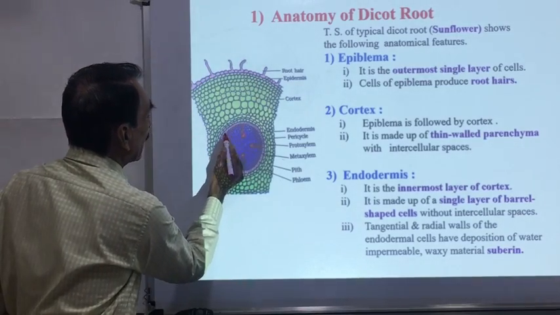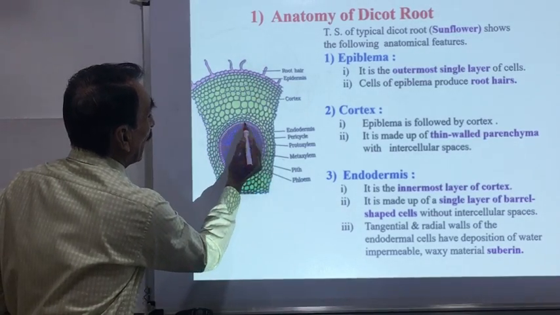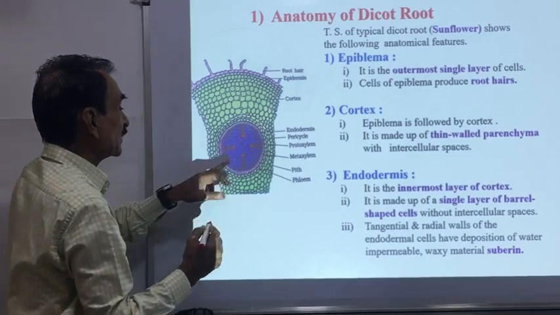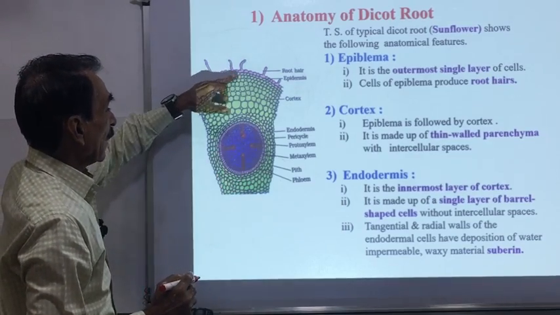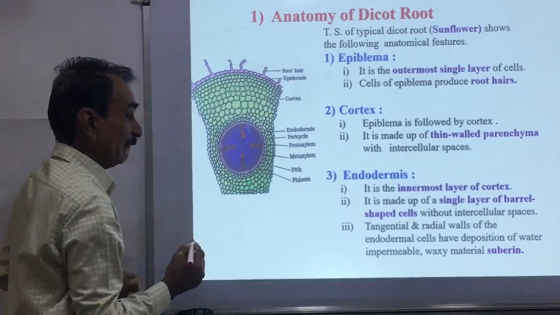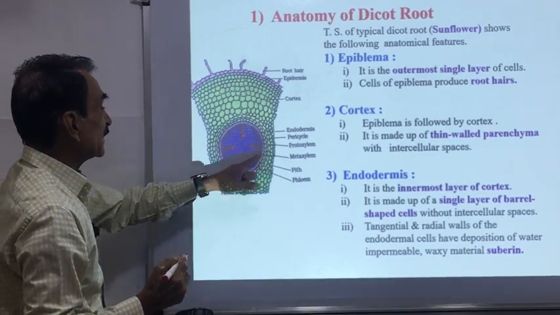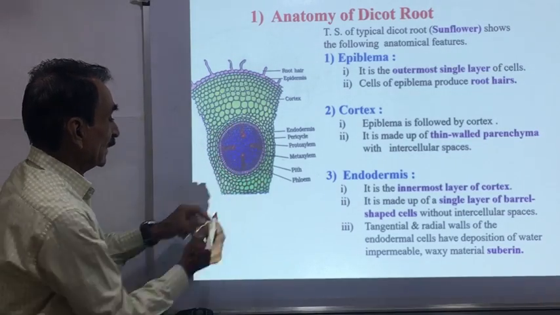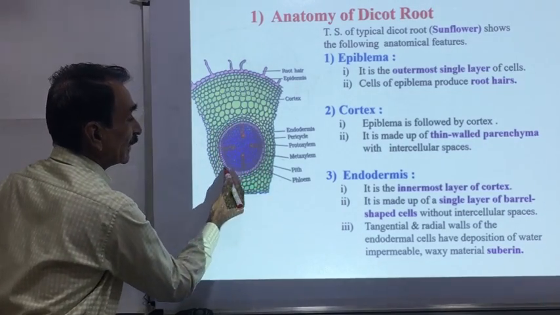Then you can see this is the endodermis. Endodermis is the innermost layer of the cortex. This is made up of a single layer of barrel shaped cells. These cells are barrel shaped.